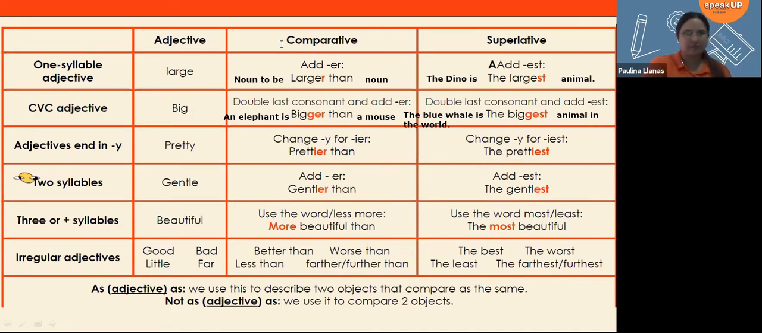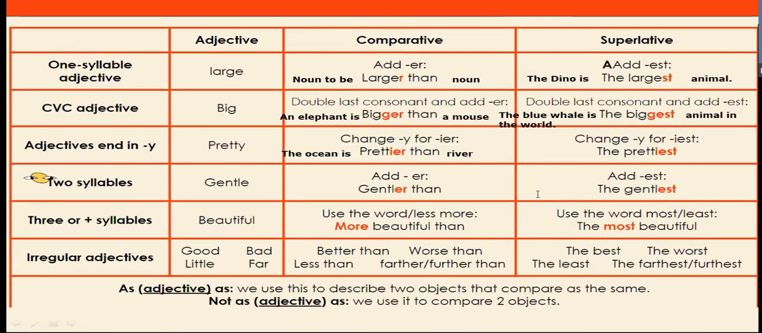Okay? So let's see. Regina, do you want to say something? The ocean is prettier than the river, for example. The ocean is prettier than the river.